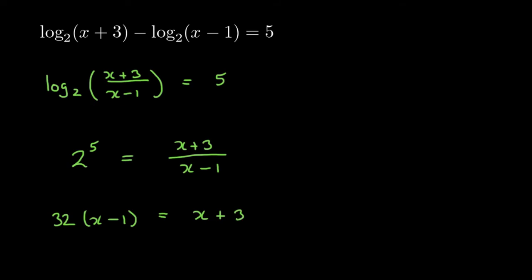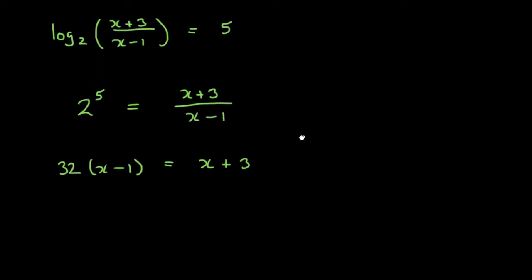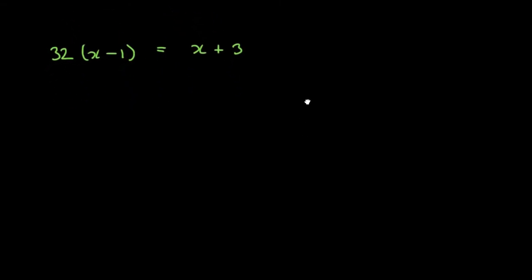And keep in mind, if we get an answer, we better make sure, if we look in the logs above, that we don't encounter any zeros or negatives inside our logarithms above, or then our answer would have to be rejected and there would be no solution. But let's at least figure out what our answer is here first. Of course, we'll use the distributive property on the left-hand side. Since this is multiplication across subtraction, this will be 32x minus 32, and that's equal to x plus 3. So we'll subtract x from both sides, and we'll add 32 to both sides.